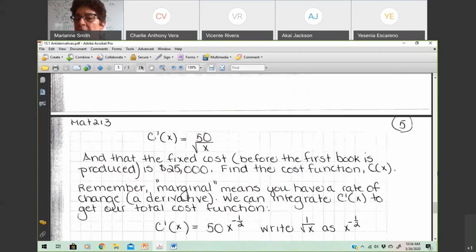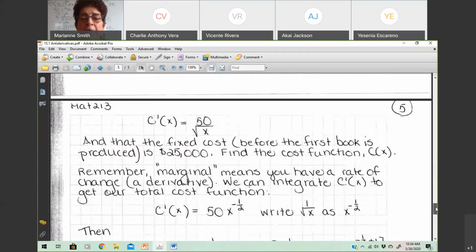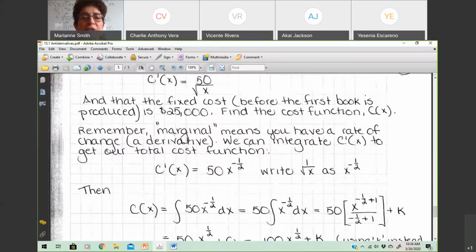Okay, so let's scroll down, see what else. So marginal means you have a rate of change. C prime of X is a derivative. So what we can do is integrate C prime to get a total cost function. First thing I'm going to do is rewrite C prime to make it easy to integrate with the power rule. So I'm going to change that square root of X in the denominator to negative X to the -1/2. Remember, 1/2 means square root, negative sign means it was downstairs.